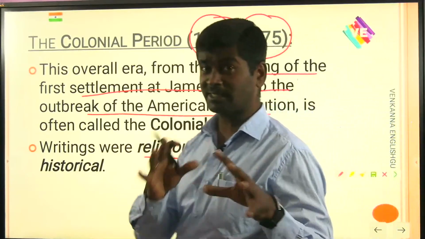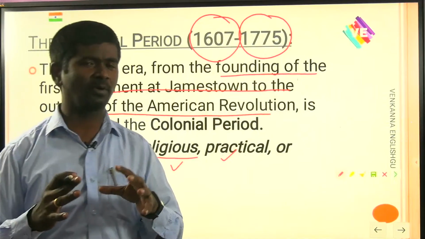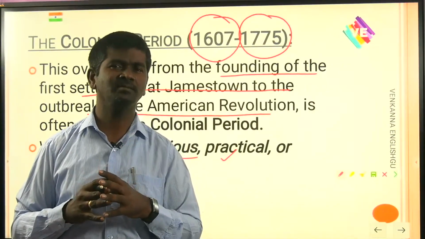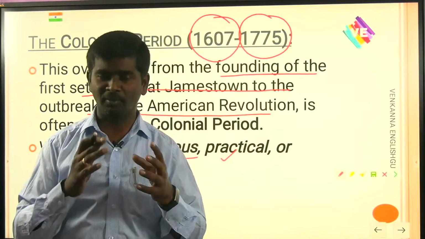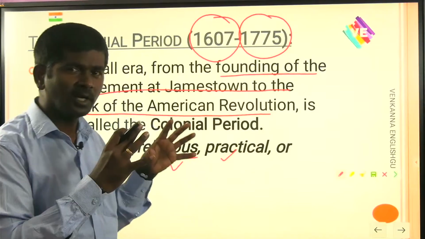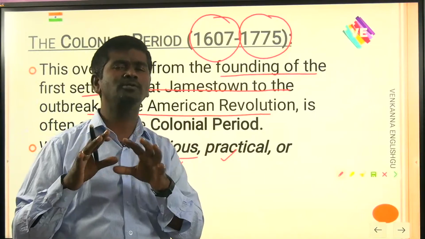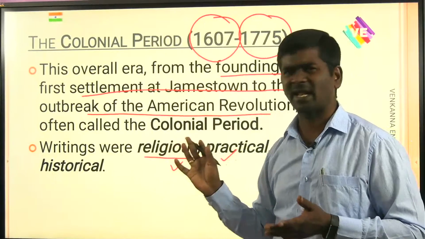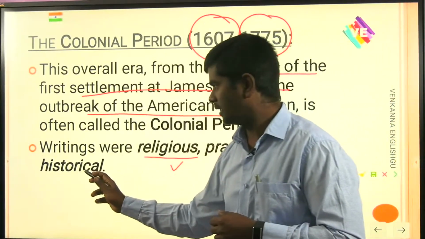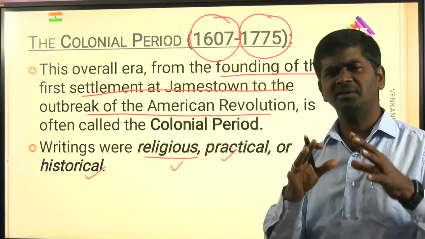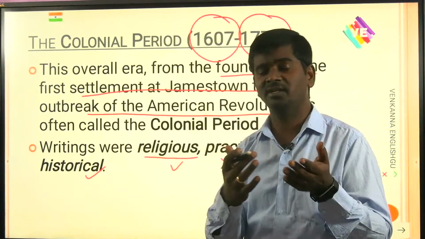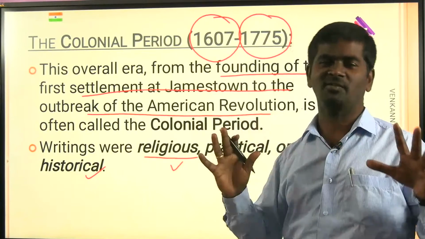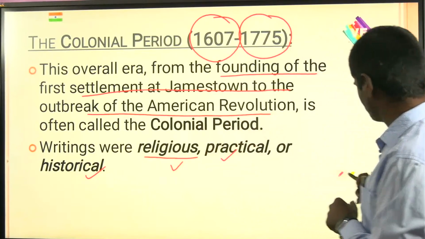Americans and practicality, this is very important. We'll talk about plenty of terms, transcendentalism, individualism, or else enlightenment. We talk about a lot of issues. Americans are so popular only because of their practicality in nature. So they wrote a lot of literature on practical issues and historical matters. These are the major important themes of literature that was written during the colonial period, 1607 to 1775. Remember this.